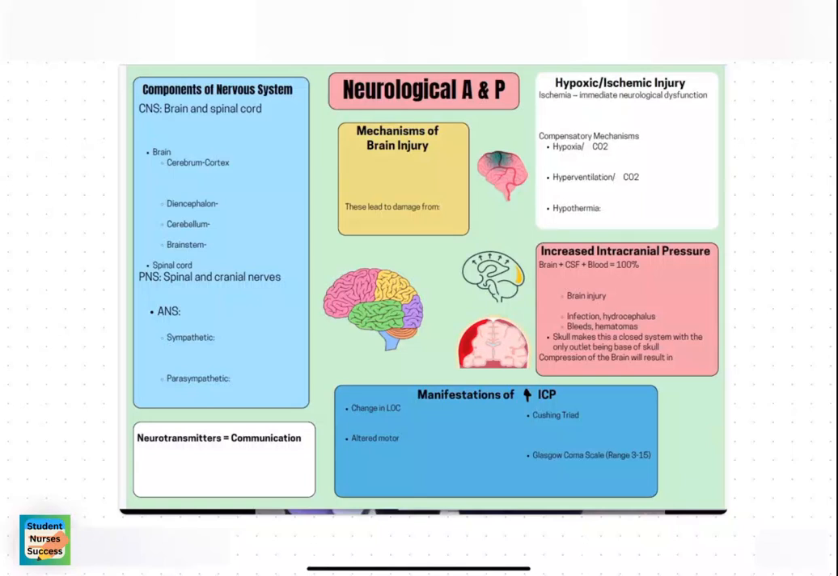This particular video is going to cover some of the anatomy and physiology and basics of the neurological system. In addition, we're going to cover a brief overview of mechanisms of brain injury and the concept of increased intracranial pressure and manifestations related to that. Increased intracranial pressure is the main symptom you see in most neurological disorders.